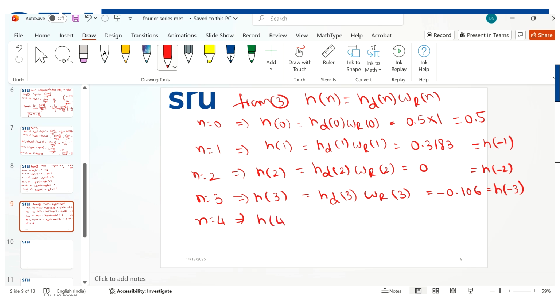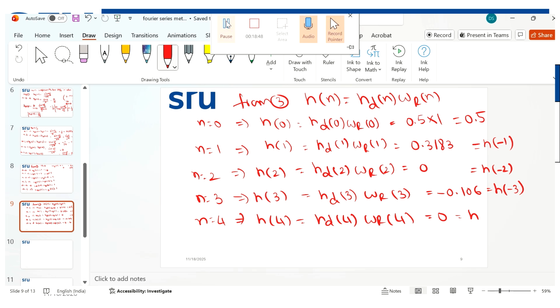Now if n is equal to 4, then we will have a coefficient of 0 into 1, that is 0, equal to h of minus 4. Now if n is equal to 5, we have h of 5 equal to hd of 5 into WR of 5, and the last coefficient is 0.0636. So this is the same as h of minus 5.